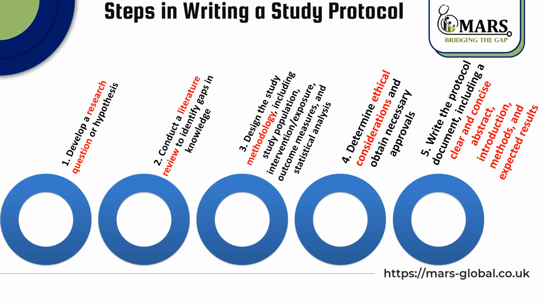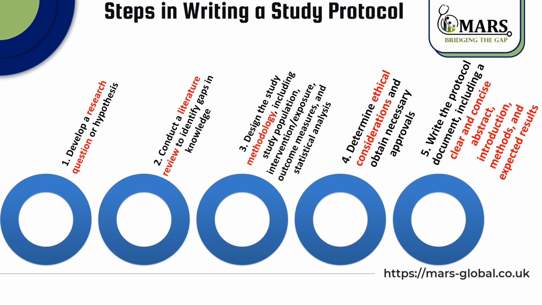Steps in writing a study protocol start by developing a research question or hypothesis, then conduct a literature review to identify the gaps in knowledge for this hypothesis. Design a study design, which is the true methodology, including PICO: population, intervention, exposure, outcome, and comparison, and statistical analysis. Also, determine ethical considerations and obtain necessary approvals.